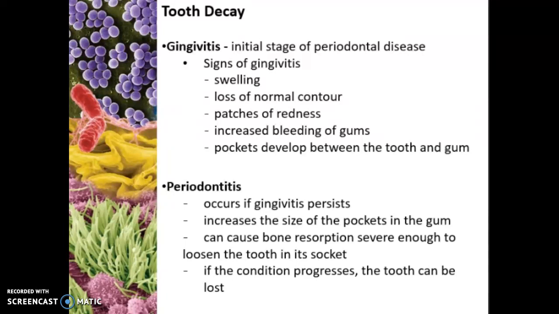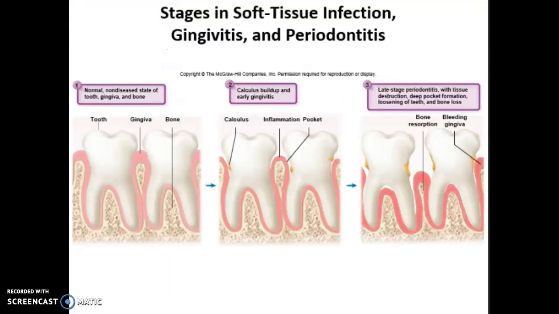Then periodontitis is going to occur if the gingivitis persists. A person never brushes their teeth, and that degradation continues through the gingiva down toward the bone pockets. This can cause bone resorption, so you decrease the bone mass, which can then cause the tooth to loosen in its socket, and the tooth can eventually be lost. And you've got a picture of that here.